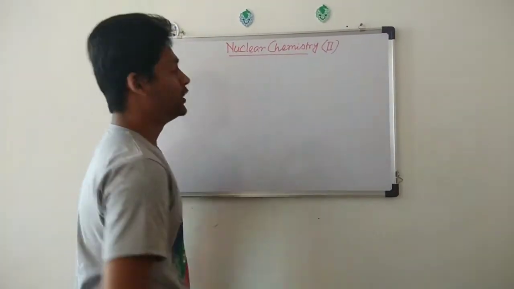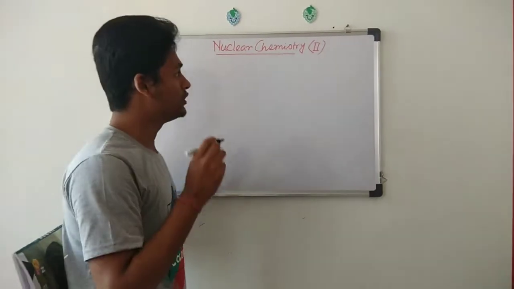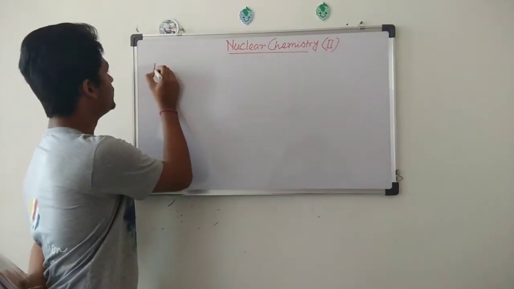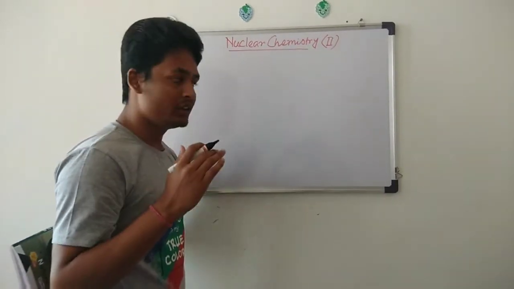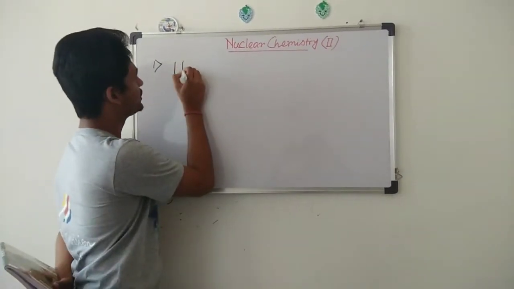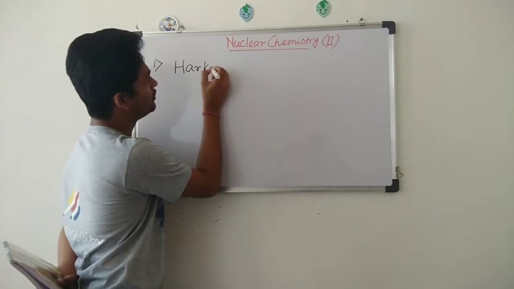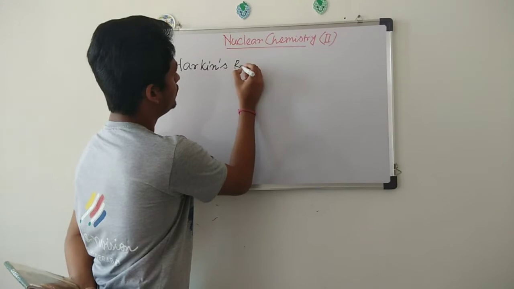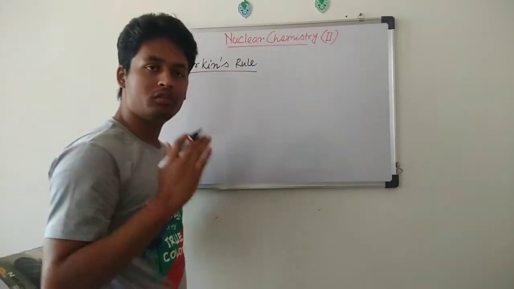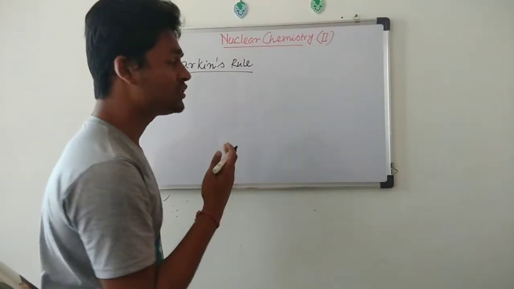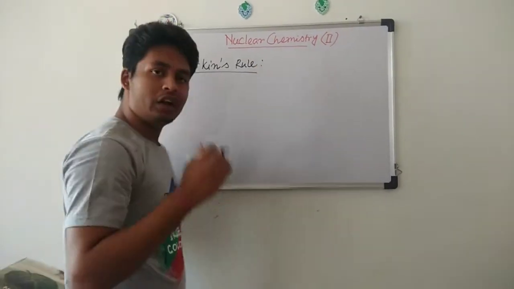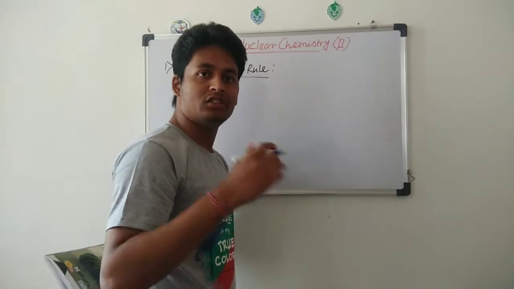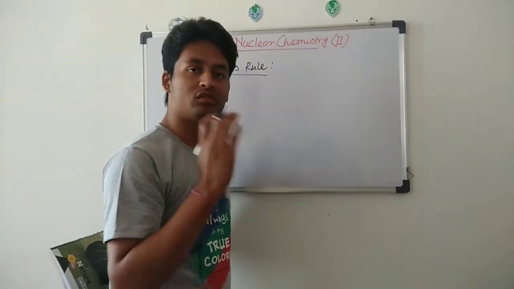At first, there are some two or three characteristics of stable nuclides. The first thing is from a scientist called Harkins. He gave a rule for a nuclide being stable. He told that nuclides which have an even number of protons as well as an even number of neutrons are the most stable nuclides.